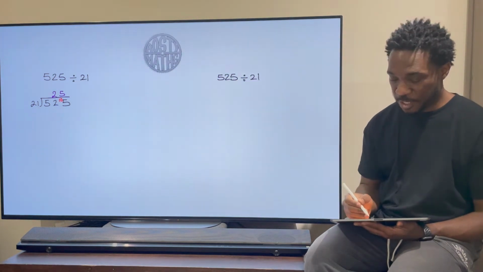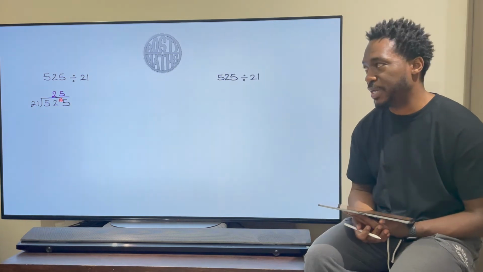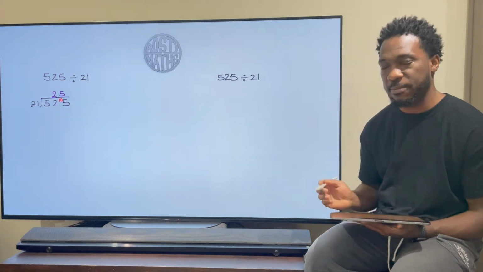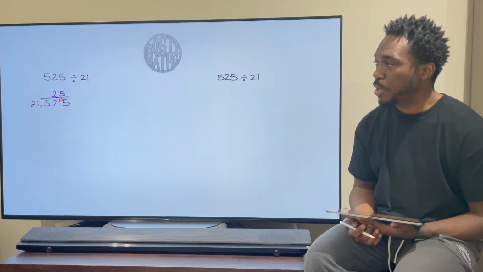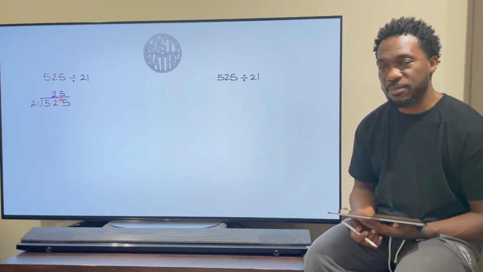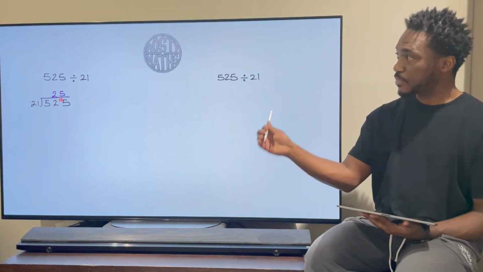It is finished because I've got no remainders left and there's nothing else to do here. I have no spare numbers to keep going. So this is now finished. What do you do if you have decimals? Well, we'll come back to that towards the end.